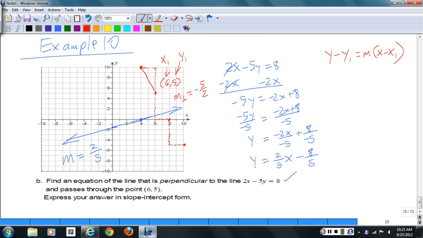I hope it looks perpendicular. Ooh, it just looked like a straight line. Maybe I would settle for that.